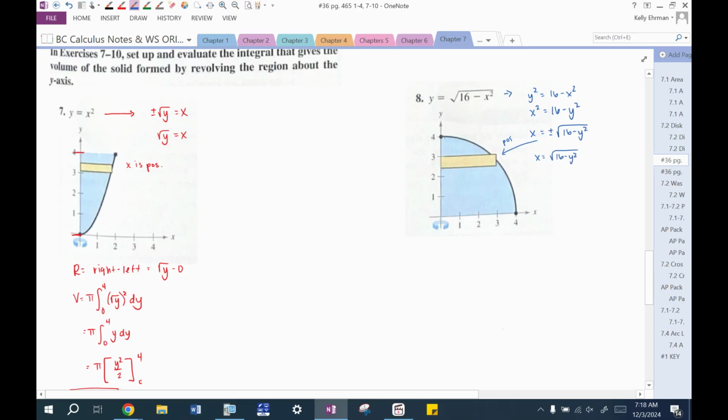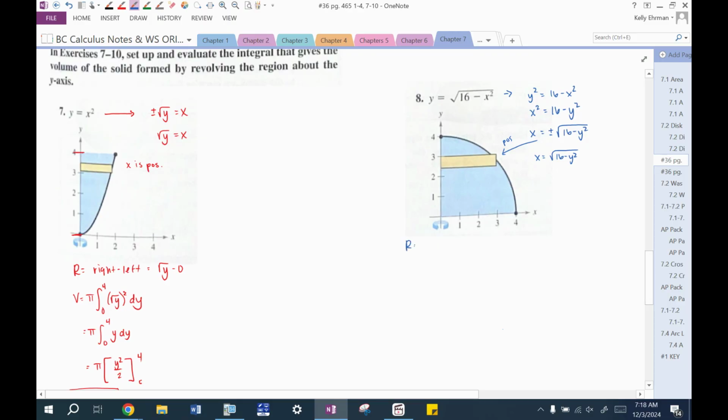They usually do give us graphs in the first quadrant, but if the graph is in any other quadrant, you're paying attention to whether the y values or the x values, whatever the equation is solved for, are positive or negative. So that's how you can make that decision for the plus or minus. It's not necessarily always positive.